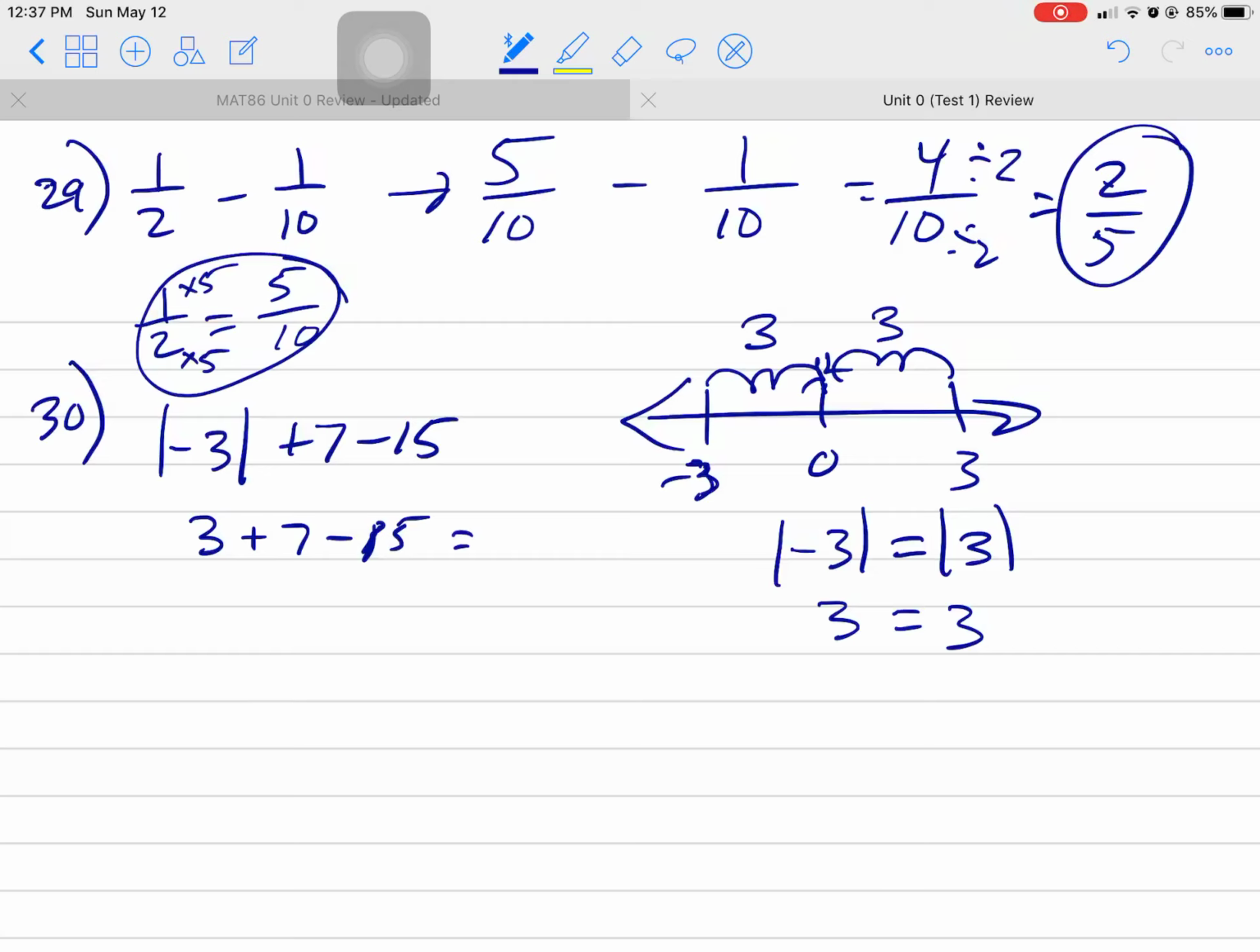All right, so you add all these together. Notice I say add all these together. It's how I say it, but you're still subtracting. If you want to say 3 plus 7 minus 15 is the same as adding 3 plus 7 and adding a negative 15. Okay, they're all the same. This is a negative 5, I believe.